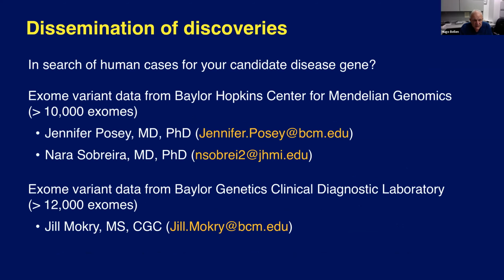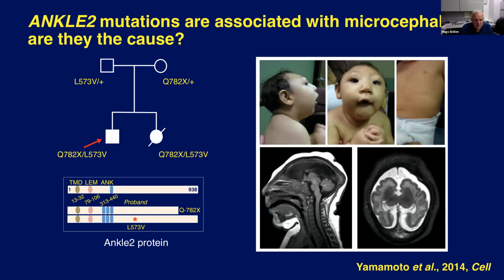But with respect to the CMG, Baylor Hopkins has sequenced about 10,000 exomes. Baylor Genetics has sequenced about 12,000 exomes. And I list the names of the people here that you can contact at Baylor or at Johns Hopkins, where you can present a set of genes and they will query the databases and they will send you lists of the variants that they've identified in these genes and what the phenotypes are that are associated with these genes that are not yet known to cause a human disease. So you can participate in the discovery.